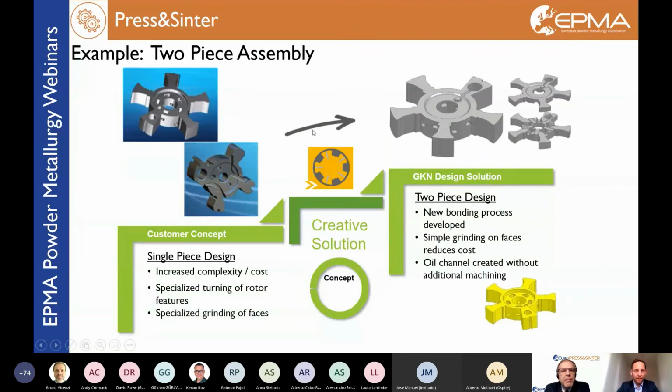This is a cam phaser or VVT part, as well a very common PM part, and they all need radial bores for oil channels. This is usually done by green machining, and this was a nice concept to eliminate green machining with a compaction of 2 single parts like this, and then fitting them together and having these radial holes without any green machining.